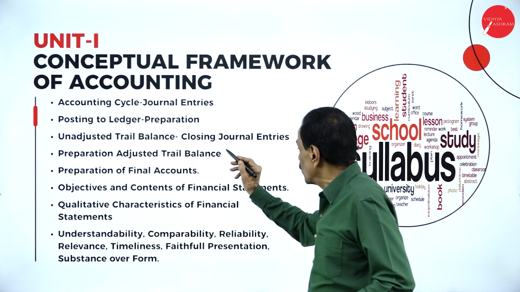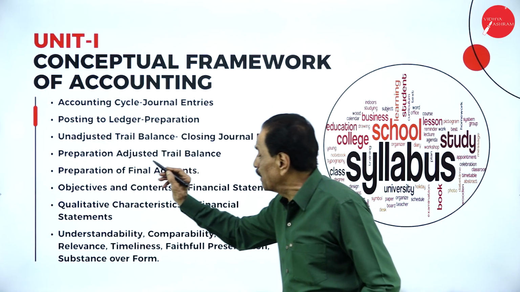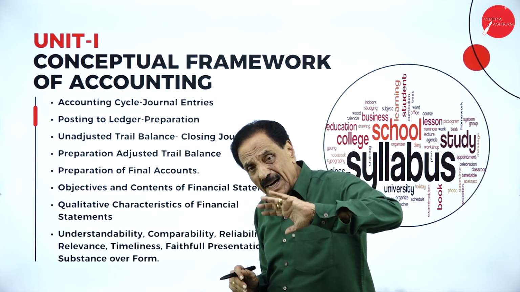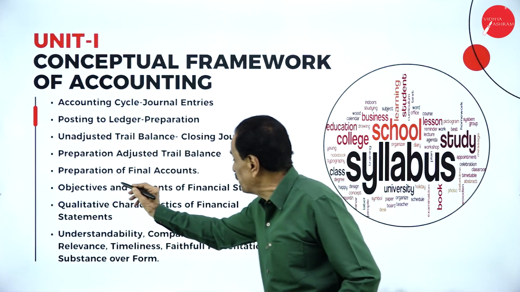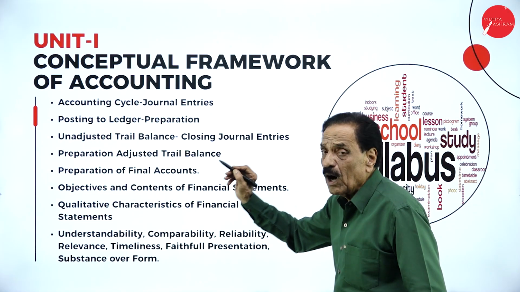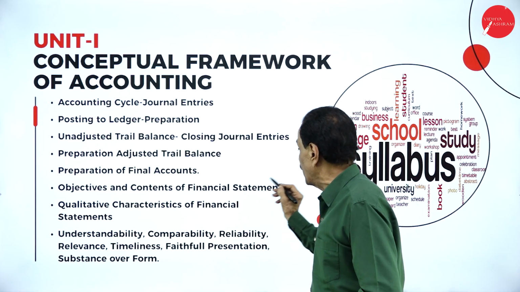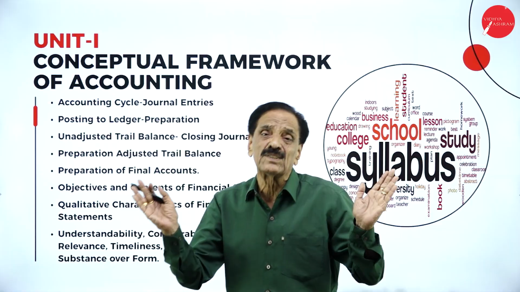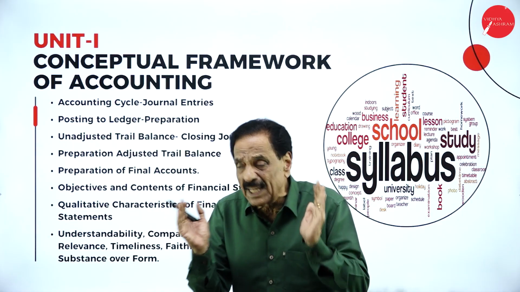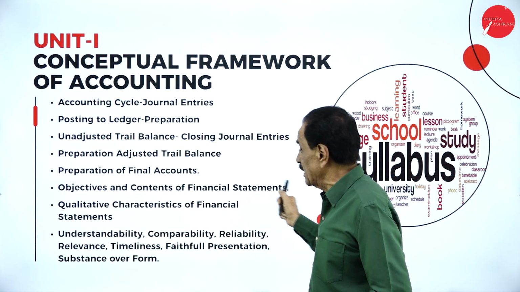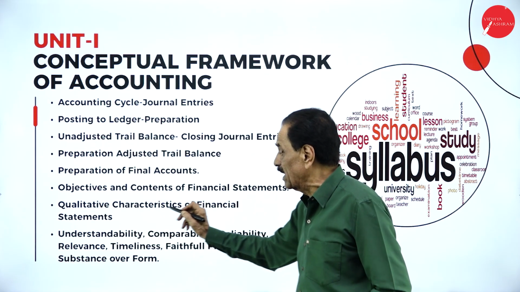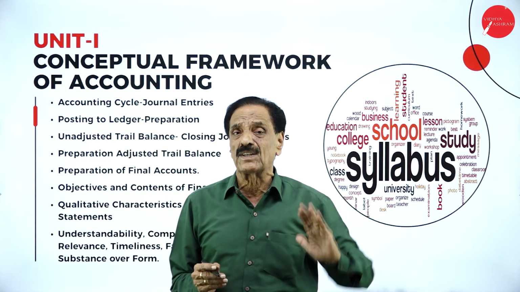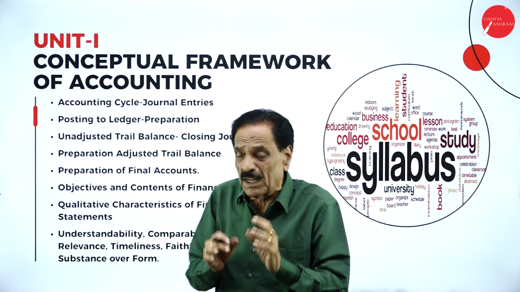Unadjusted trial balance, closing journal entries, preparation of adjusted trial balance, how to prepare the trial balance, what the adjustments are, preparation of final accounts, objectives and contents of financial statement. What do you mean by financial statement? What are the contents? We are going to explain very much in detail. Then the objective and contents mean the qualitative characteristics of financial statement. What are the qualities of the financial statement? We are going to explain briefly.